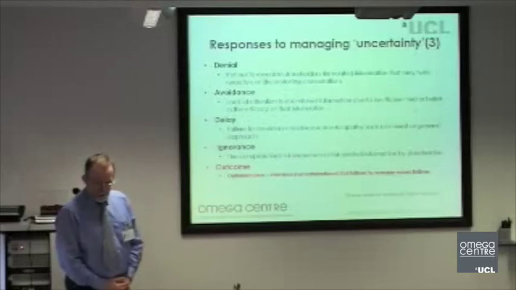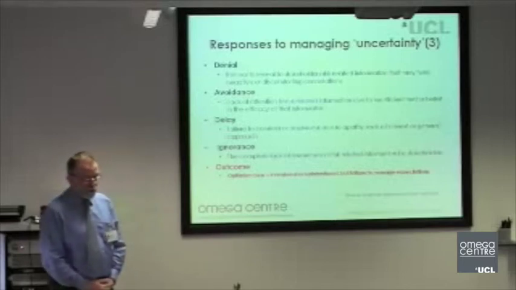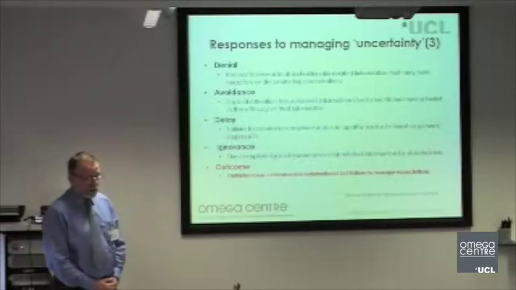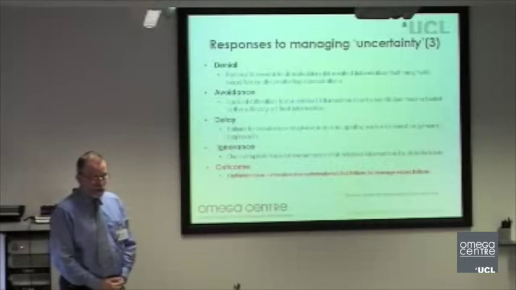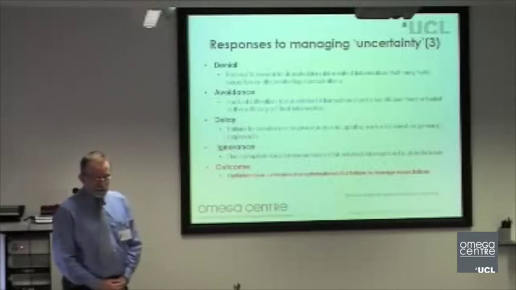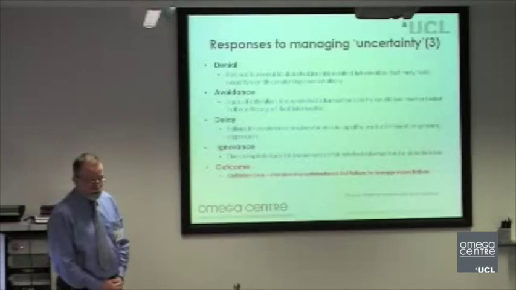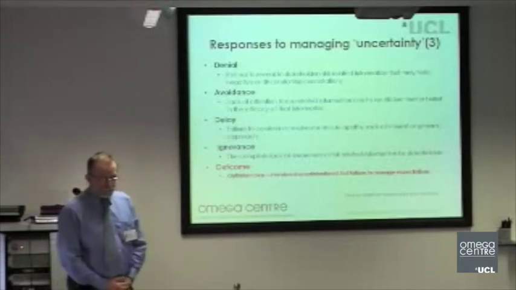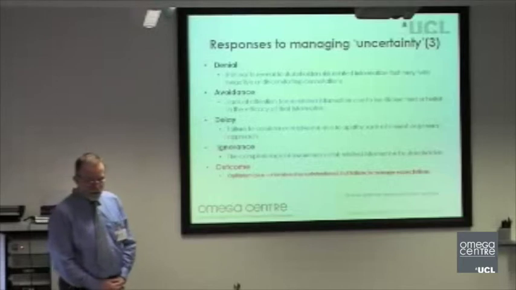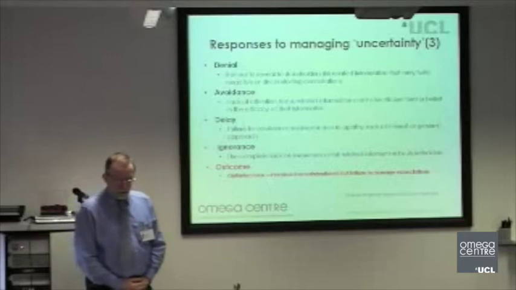A piece of research that was done fairly recently on large IT projects came across the empirical evidence of this sort. It found that those working on those projects denied uncertainty, refused to reveal to stakeholders risks and related information that might hold negative or discomforting connotations. Avoiding uncertainty: lack of attention to risk-related information due to insufficient trust or belief in that information. Delay: failure to consider or resolve risk due to ignorance, a general lack of awareness.